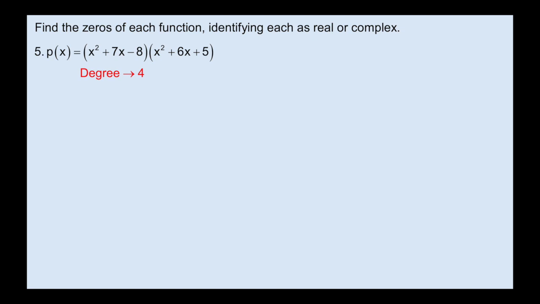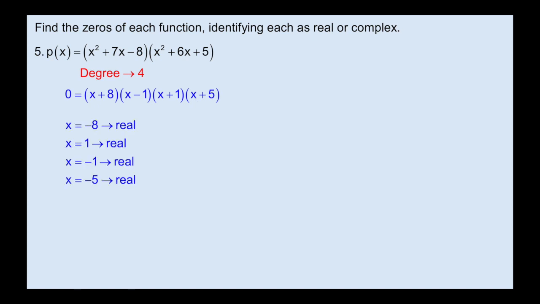In number 5, again, I'm going to try to factor. Here, everything was factorable. So in this case, I'm getting x plus 8 times x minus 1, and then over here, I'm getting x plus 1 times x plus 5. I'm expecting to get 4 answers here. So as I set each of these sets of parentheses equal to 0, I am going to get 4 separate solutions. Those solutions are going to become negative 8, positive 1, negative 1, and negative 5. And those are all real solutions. Try number 6.